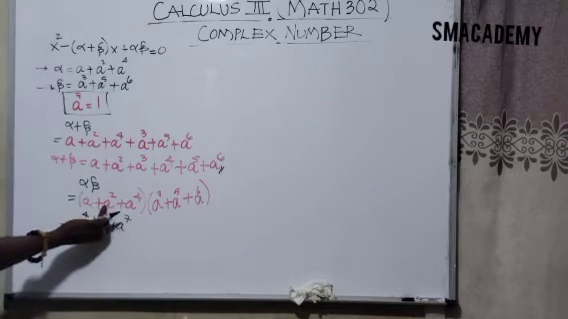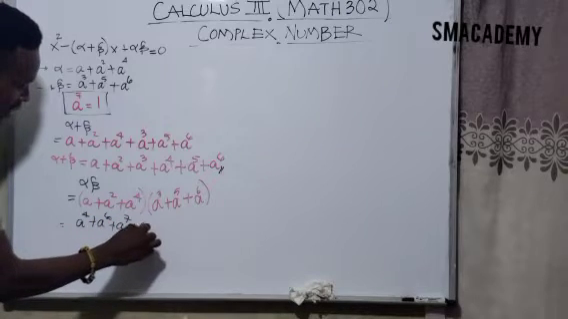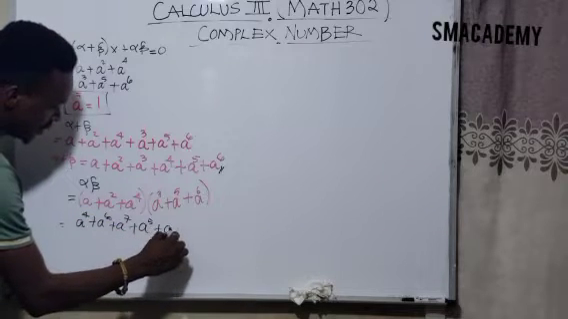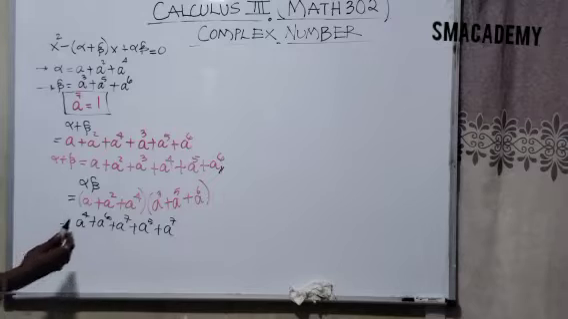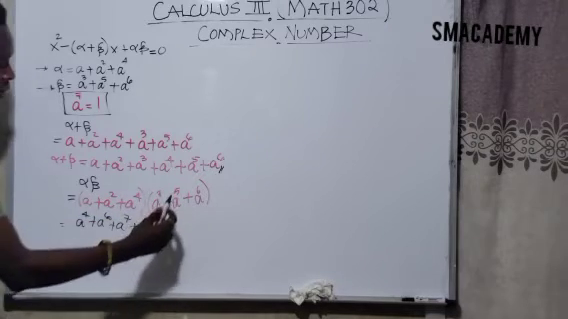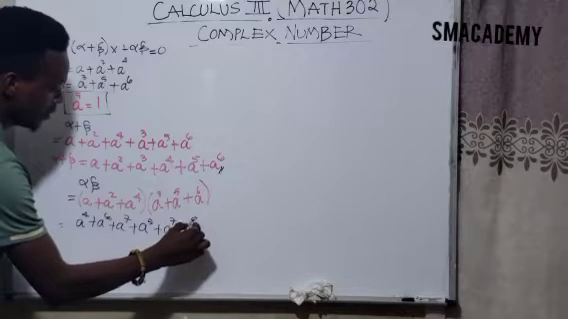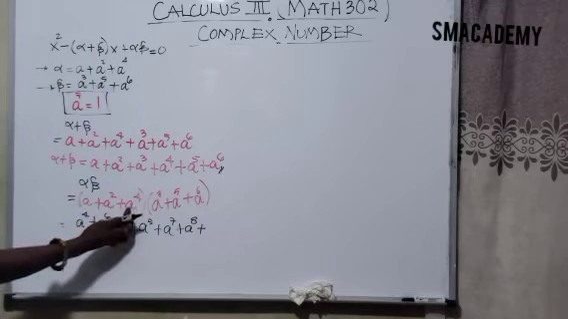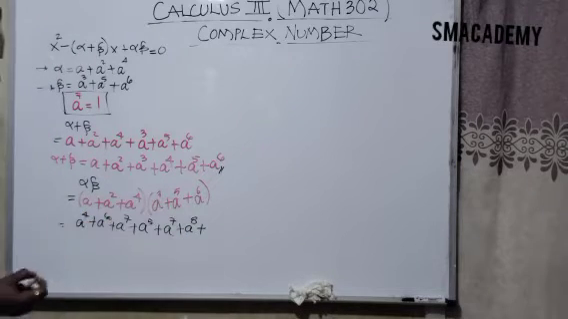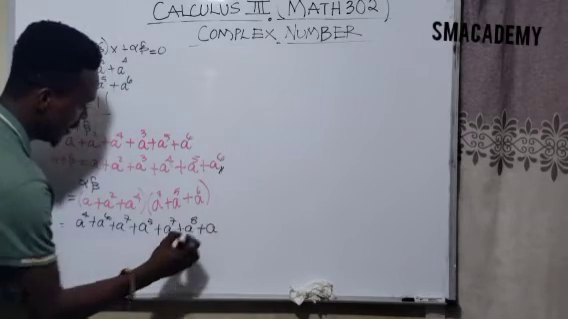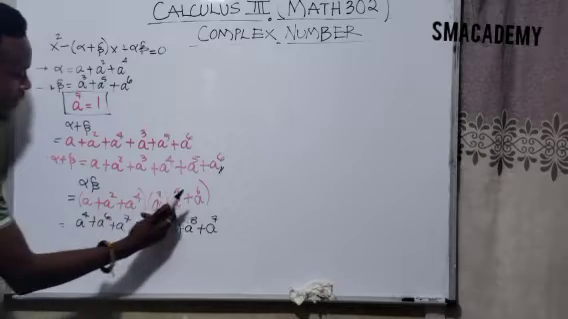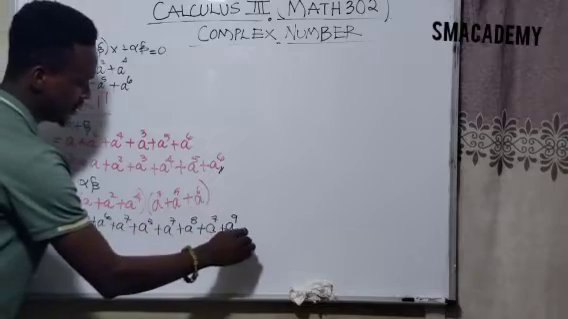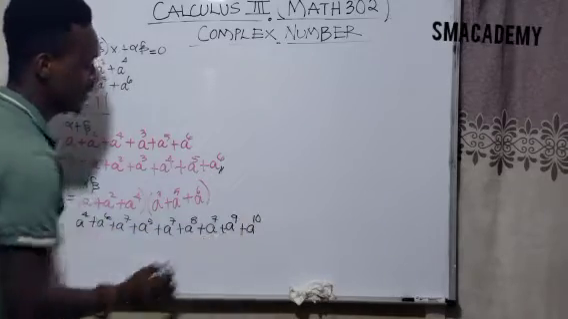Now a squared. A squared times a to the 3rd power is a to the 5th power. A squared times a to the 5th power is a to the 7th power. A squared times a to the 6th power is a to the 8th power, because 2 plus 6 is 8. Next, a to the 4th power times a to the 3rd power is a to the 7th power. A to the 4th power times a to the 5th power is a to the 9th power. And a to the 4th power times a to the 6th power is a to the 10th power.